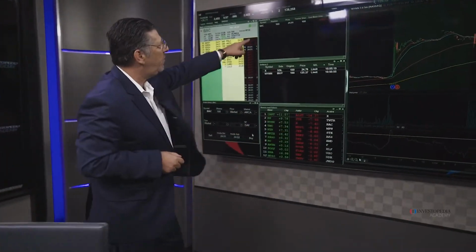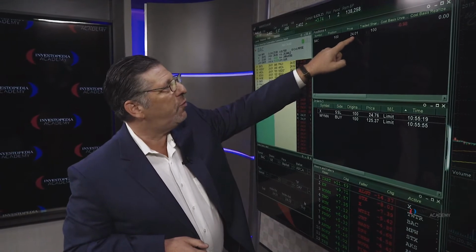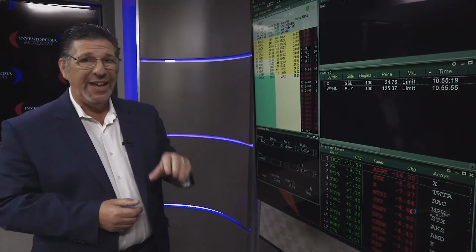Look at our position now. We are long 100 shares of Bank of America at $24.01. When you are long a stock, what do we need the stock to do in order for us to make money? We need the stock to go up. So what we're going to do now, and this is what we're going to do every single time. First thing you're going to do, anytime we get into a trade, is put out your stop order. Don't worry about how much money you're going to make. Always protect your initial investment by putting in a stop order.